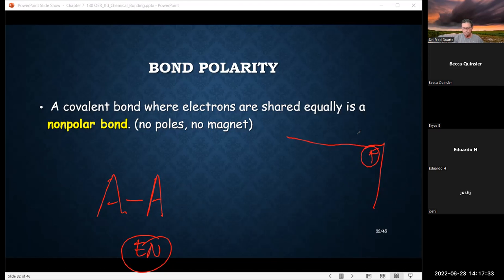Now, every atom on the periodic table has its own electronegativity value, and you're more than welcome to memorize them all, but it's not necessary because we use fluorine as our benchmark.